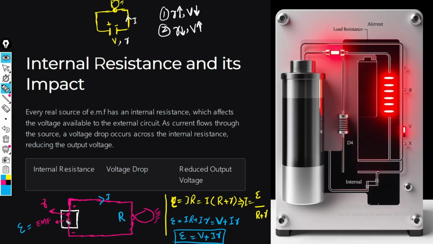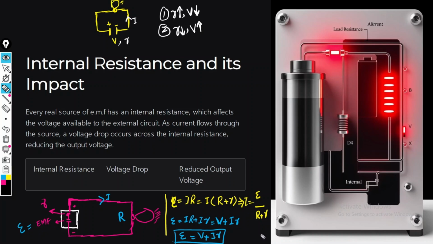So the electromotive force is equal to the voltage inside the battery plus the voltage outside the battery. If I put small r, the internal resistance, as 0, that is in other words an ideal battery. For the ideal battery, the internal resistance is 0.